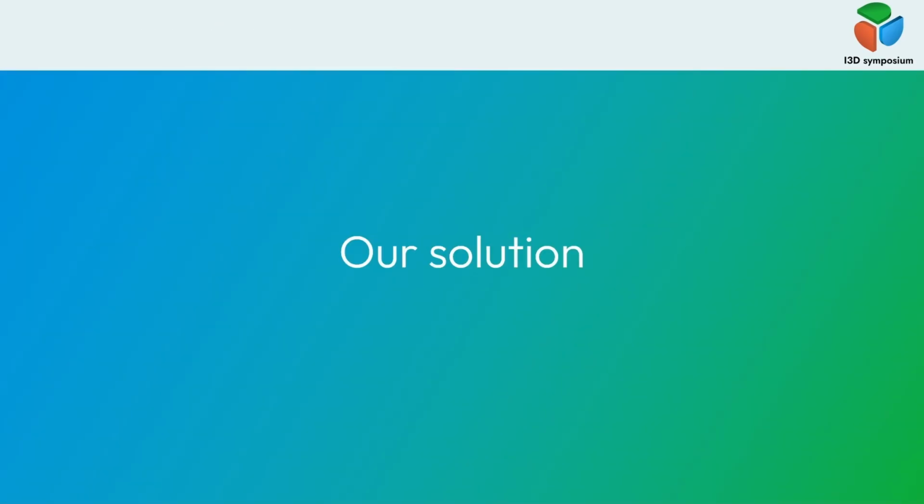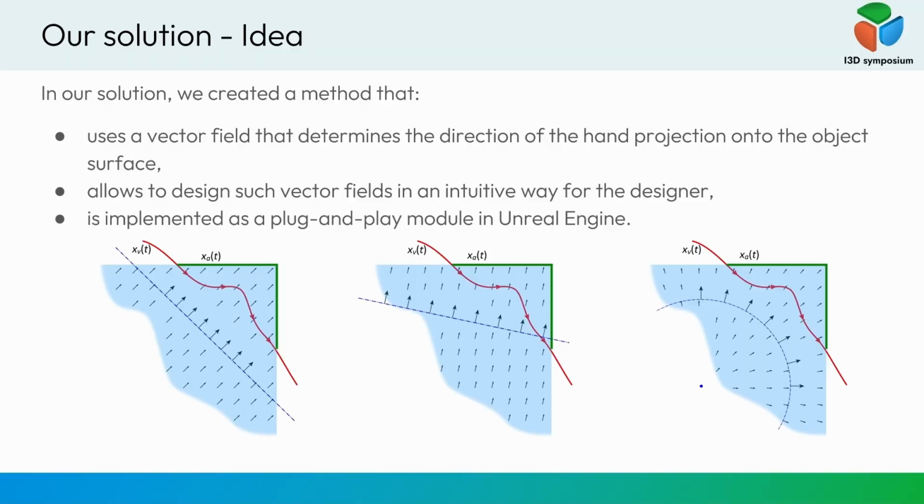All things considered, we propose our solution that addresses this problem and mitigates drawbacks that are present in other existing methods. In our solution, we propose a method that uses a vector field for calculating the direction of the hand projection onto the object's surface. In our approach, we intended to create an easy and intuitive method so that those vector fields could be set up by designers without any prior knowledge. And lastly, we aim to implement our solution as a plug-and-play module in Unreal Engine.